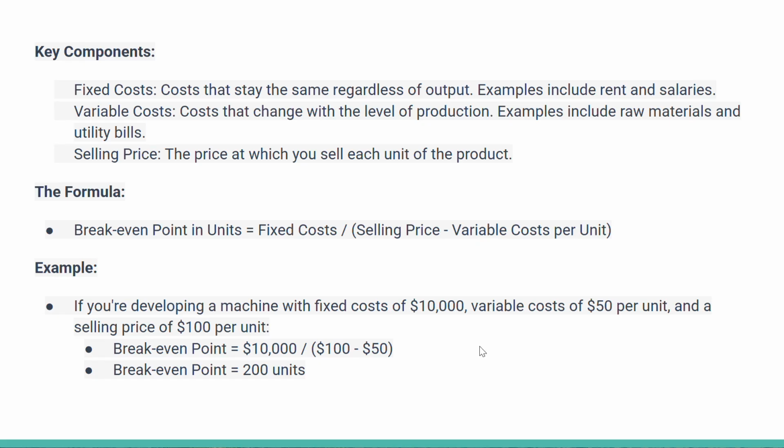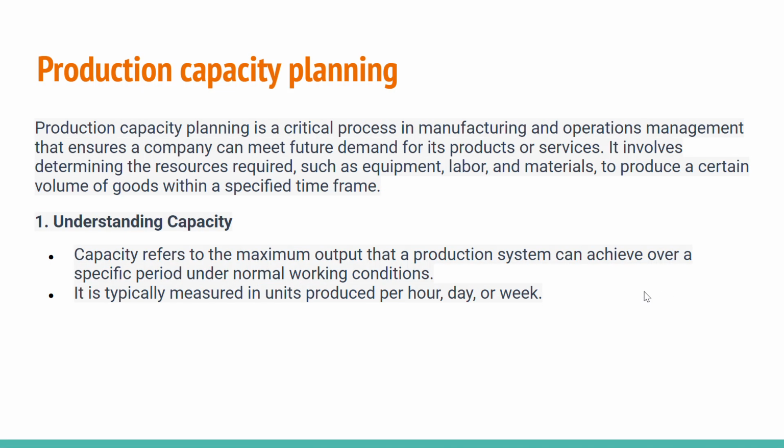So next, production capacity planning. Production capacity planning is a critical process in manufacturing and operation management that ensures a company can meet future demand for its products or services. It involves determining the resources required, such as equipment, labor and material, to produce a certain volume of goods within a specified time frame.